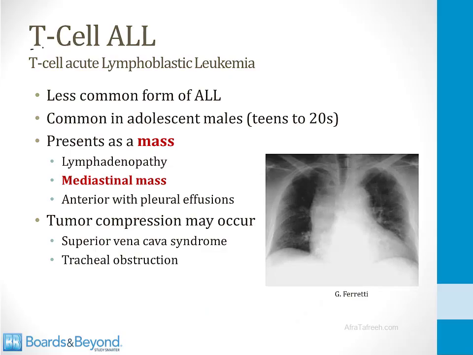I told you before that B-cell ALL is the much more common type of acute lymphoblastic leukemia, but now let's talk about T-cell ALL, which is the less common form of this disorder. So T-cell ALL is common in adolescent males, usually in their teens to 20s, so a much older demographic compared to the 4-year-old children who develop B-cell ALL.